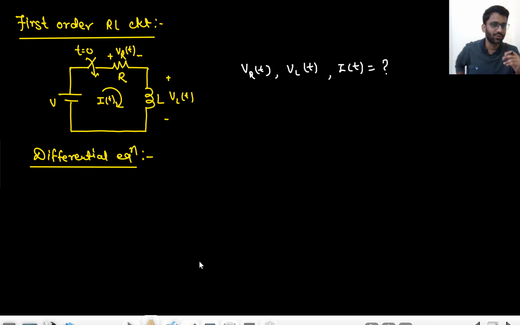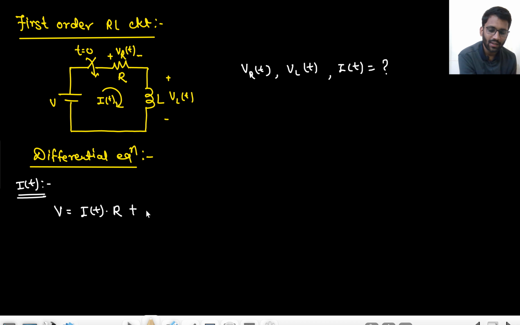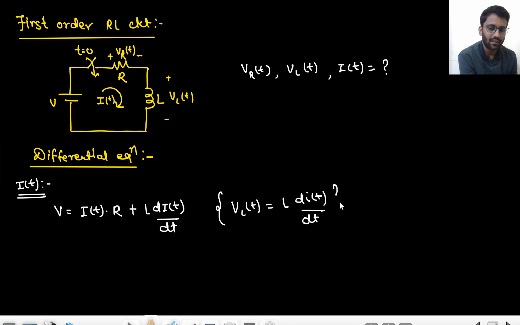Now what is the time constant? That also we will discuss here. So let's just write the differential equations. First, what will we write? We will write for IT. So how will we write? V equals IT into R. For IT I am writing, that means there will be no terms of VRT and VLT, only IT will be there. So IT into R plus L. What is the voltage across the inductor? That is L di by dt, right?